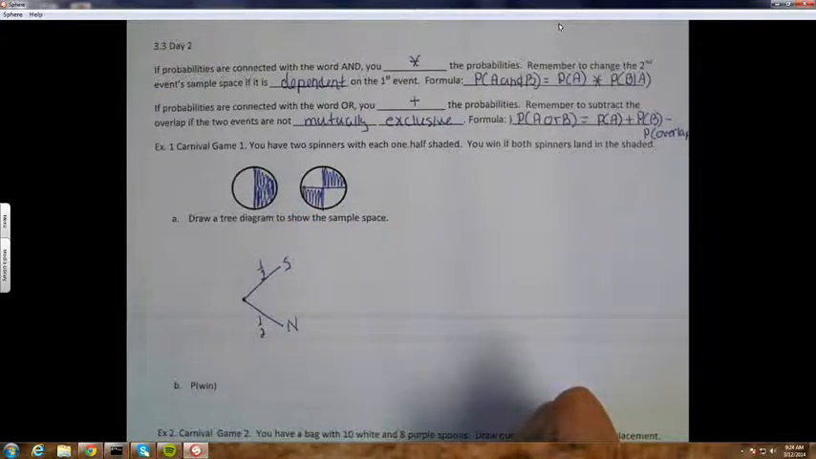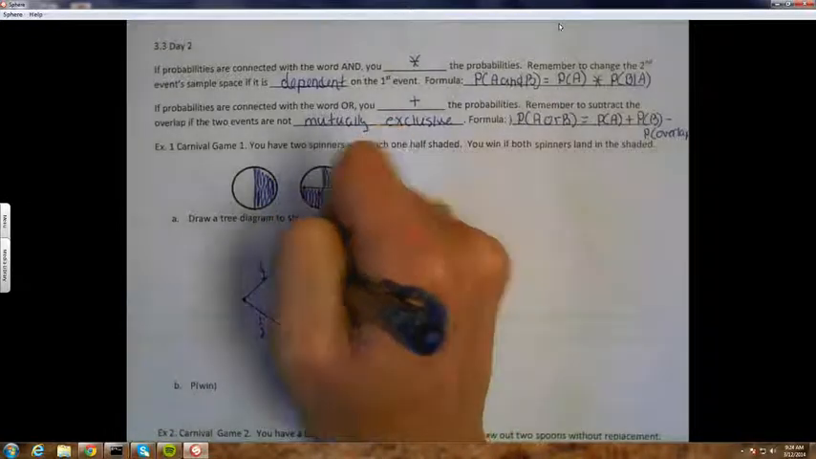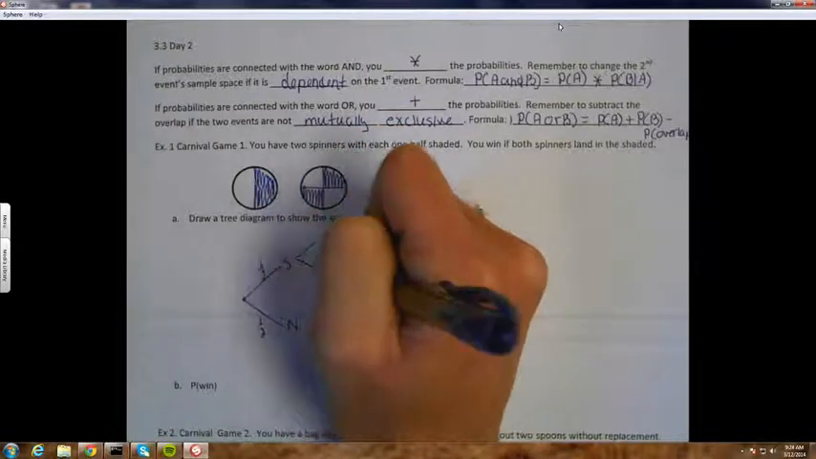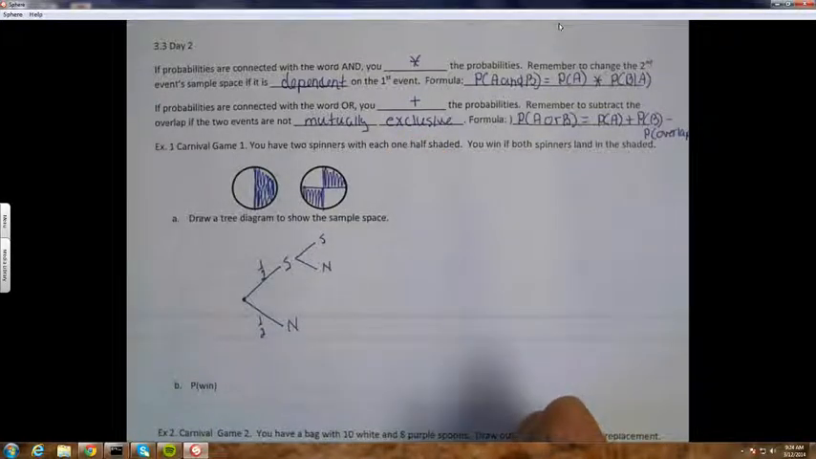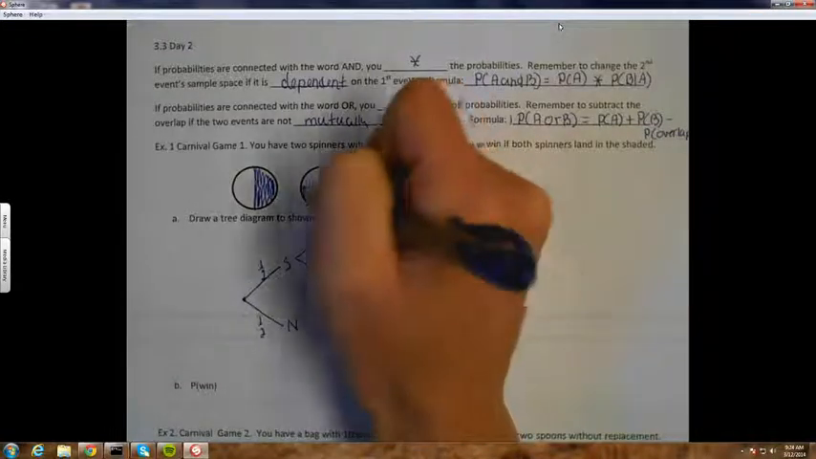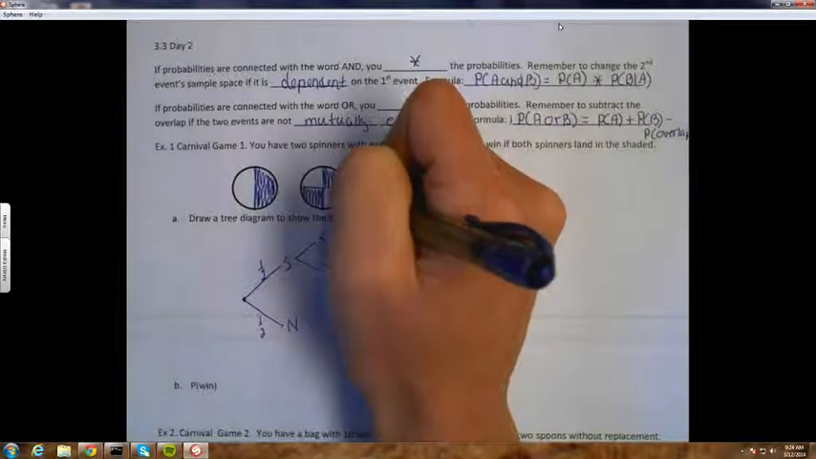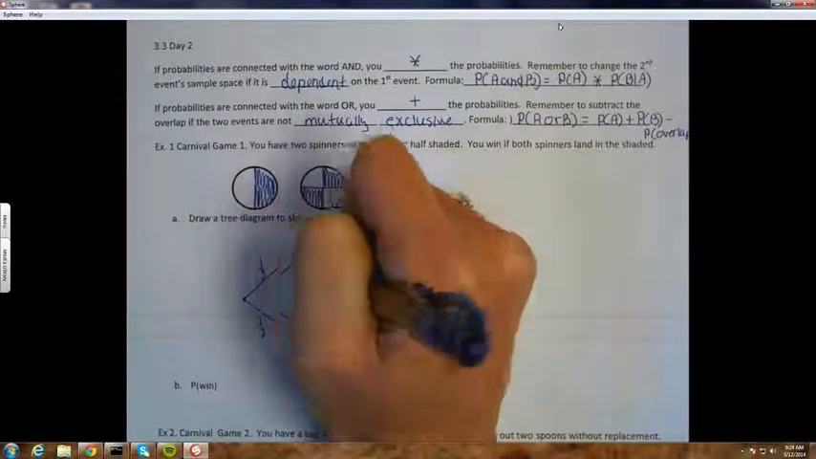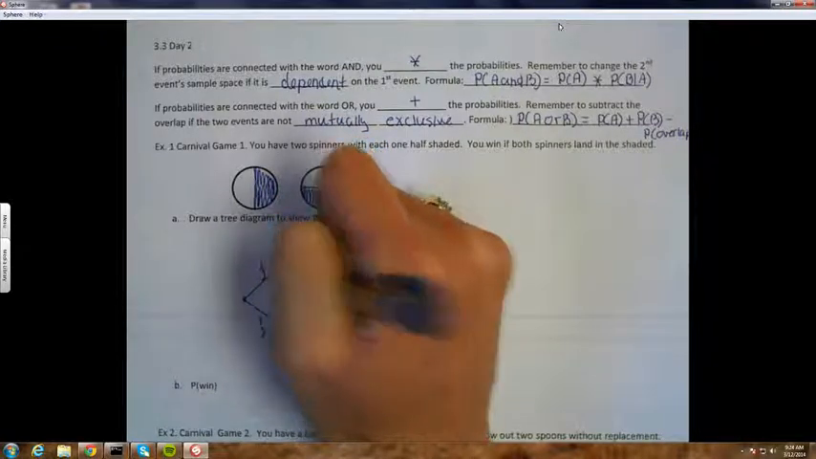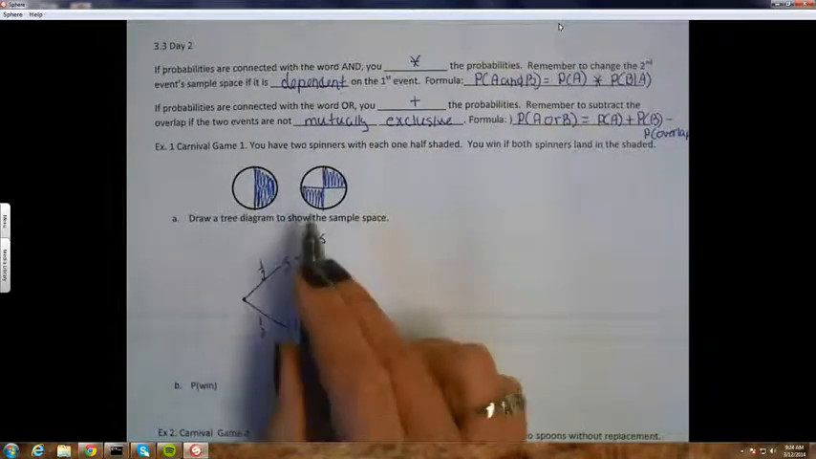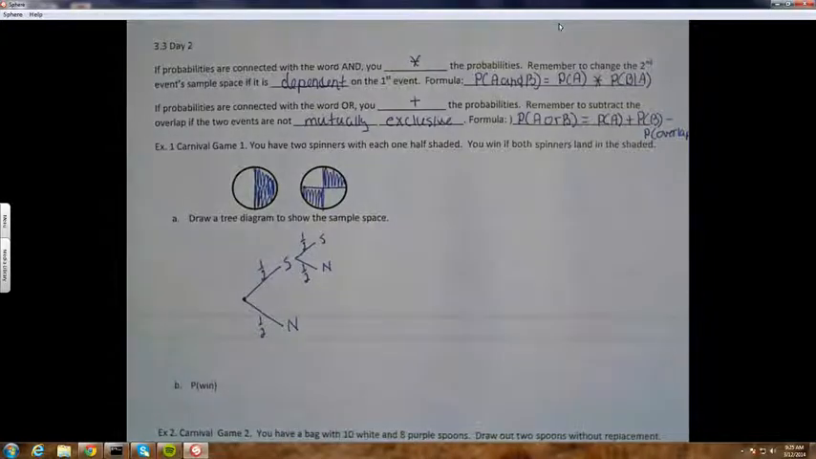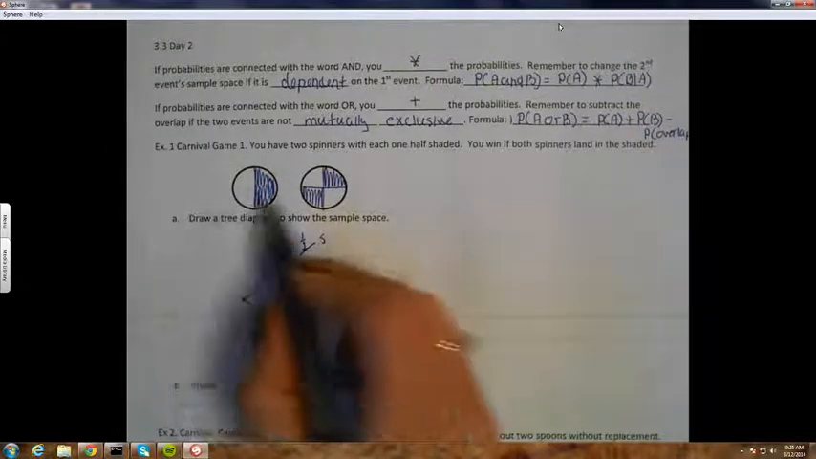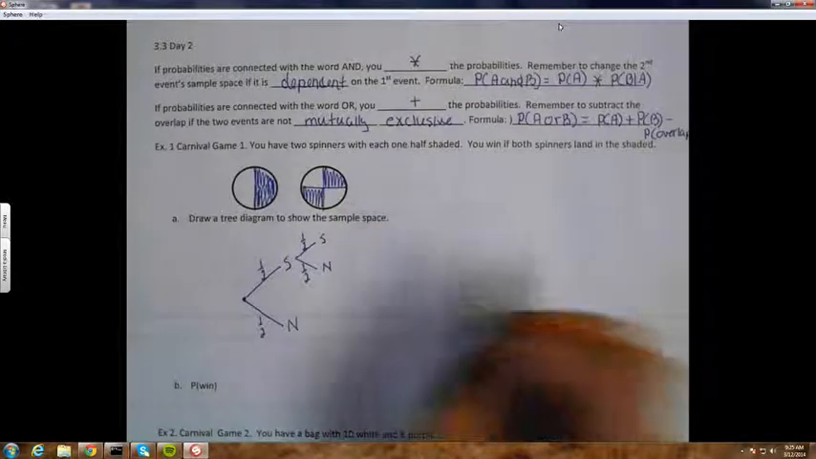Second event is to spin that second spinner. What can happen? Shaded or not. What's the probability on each of those? Separately, the second spinner, what's the probability I land on the shaded? 1/2. It's 2 out of the 4, or 1/2. 2 out of 4 again here for 1/2. So are these 2 events independent or dependent? Independent. The first one doesn't change the second one's sample space. Same thing down here.